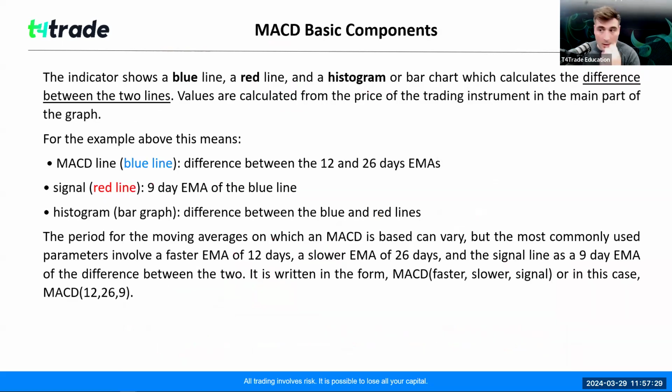Let's move on. The indicator shows a blue line and a red line. You can change the colors of the lines, by the way, as you see fit. The default is blue and red, so we're going to refer to them as blue and red. It has a blue line and a red line, but also a histogram bar, which calculates the difference between the two lines. So the difference between the blue line and the red line is the histogram. Values are calculated from the price of the trading instrument in the main part of the graph.